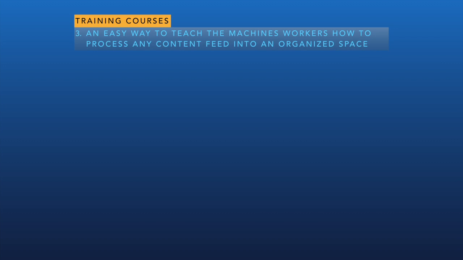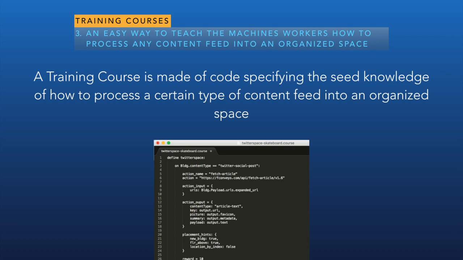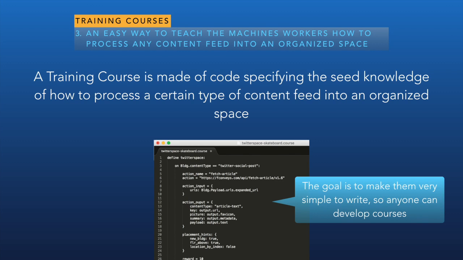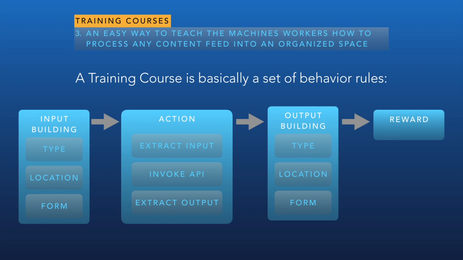Third ingredients are the training courses. So these are basically code documents specifying the seed knowledge of how to process a certain type of content feed into an organized space. These are meant to be very simple to write, so anyone can develop these training courses. The structure of a training course is a set of behavior rules. They explain how to take an input building, extract an input from it, apply some action on that input, get the output of the action, and create a new building and get some positive or negative reward for that.